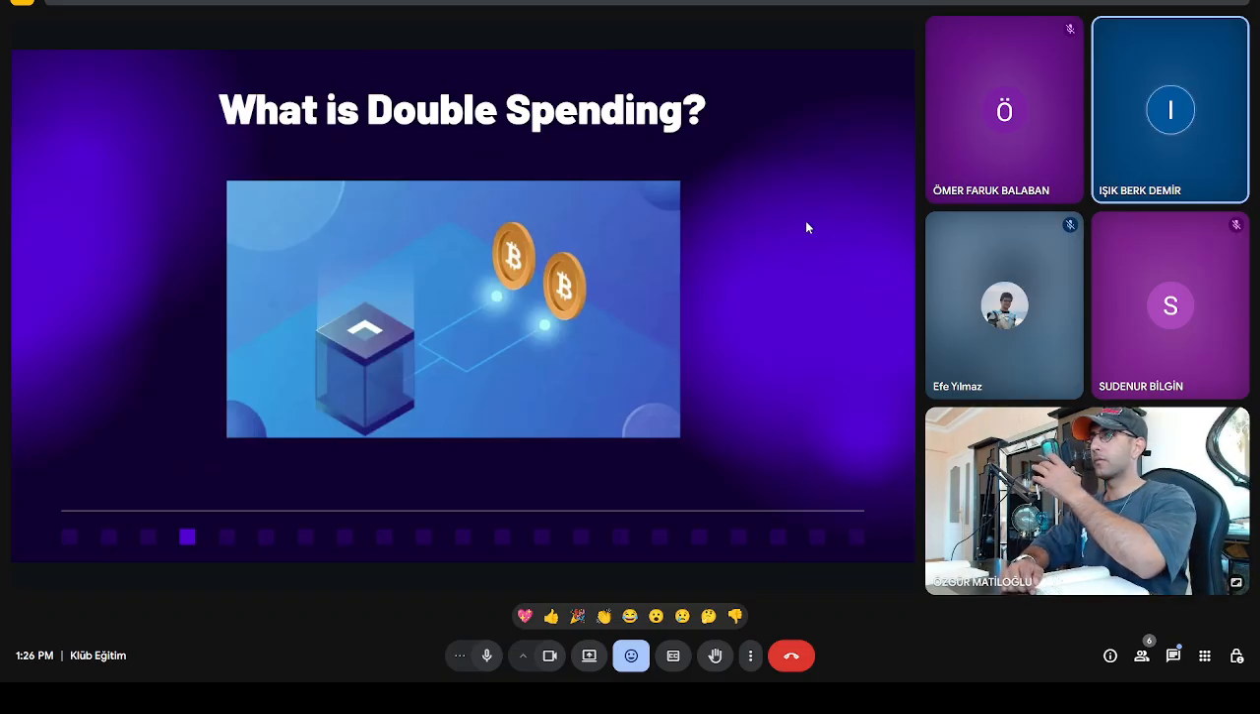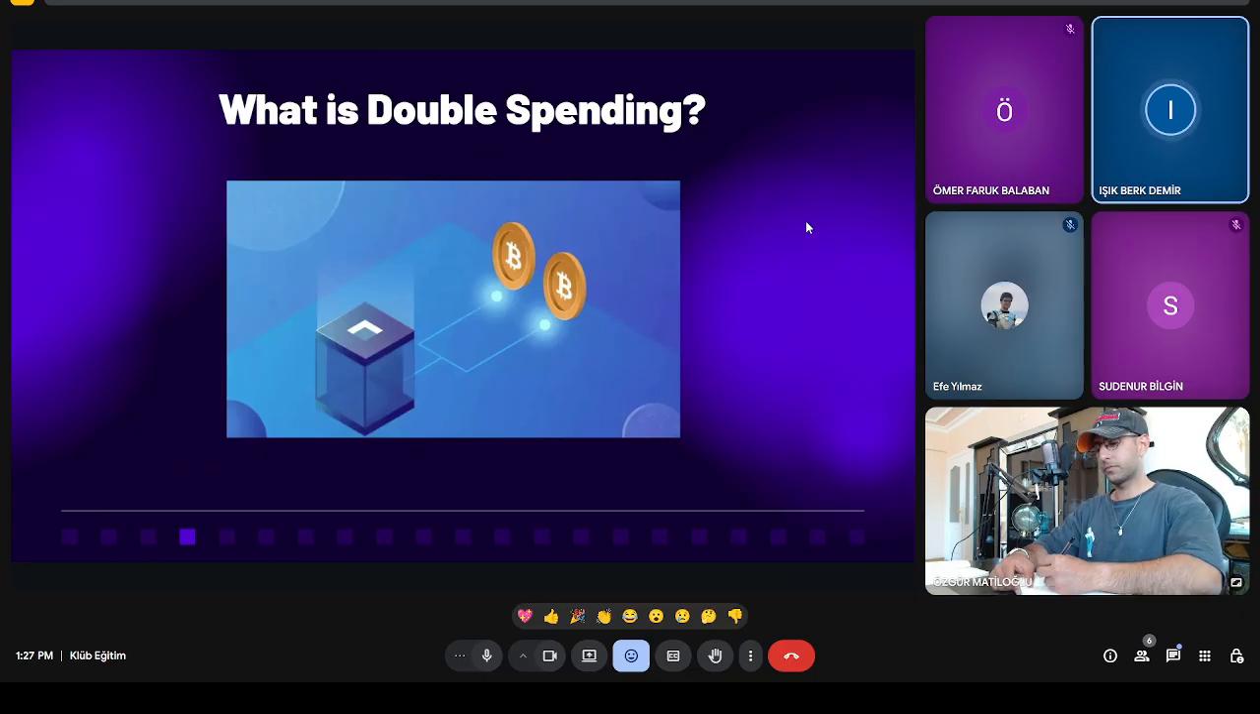So first of all, what is double spending? Double spending is basically the digital version of trying to spend the same money twice. Imagine you sent a friend 10 lira through WhatsApp and then somehow sent the same 10 lira again to someone else. It sounds a bit shady, right? Well, with digital files, that kind of copying is actually possible, and that's why double spending is a big issue in digital currency.